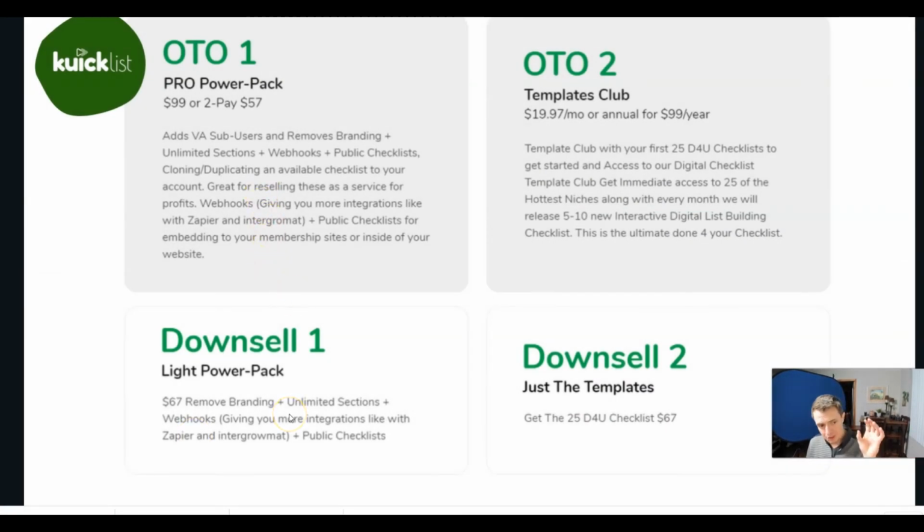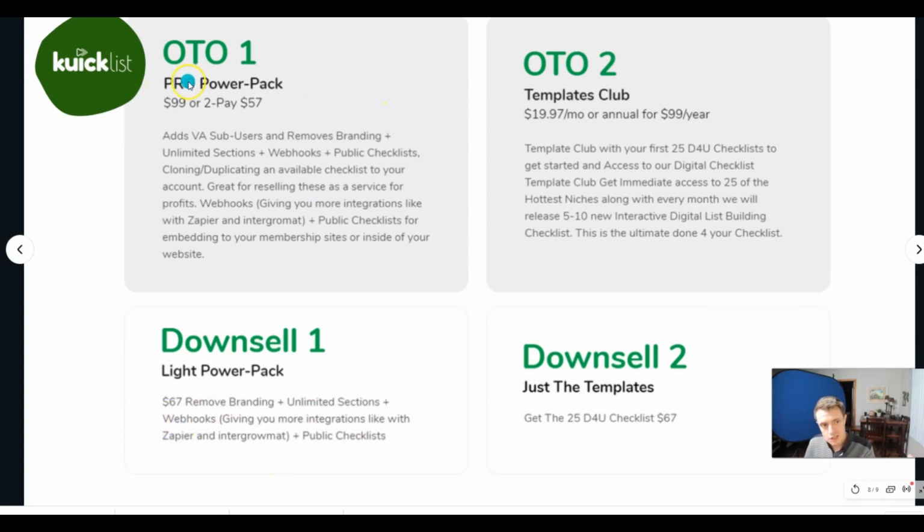So the webhooks will give you the Zapier or Integromat, I don't know if I'm pronouncing that right, integration. Then they have a downsell, in which case you're still allowed to remove branding, get the sections, the webhooks, and all of that, as well as the public checklists. You don't get the VA sub-users or any of the, I think that's the main one. I'm not sure if you get the cloning and duplicating, but the main thing is, are you going to use this for client services and things of that nature? Are you going to have VAs in there? Otherwise, the light power pack.